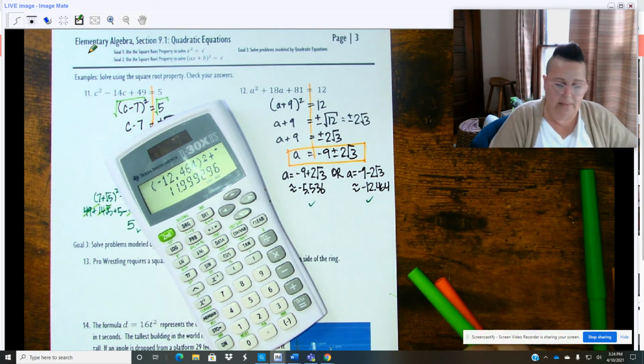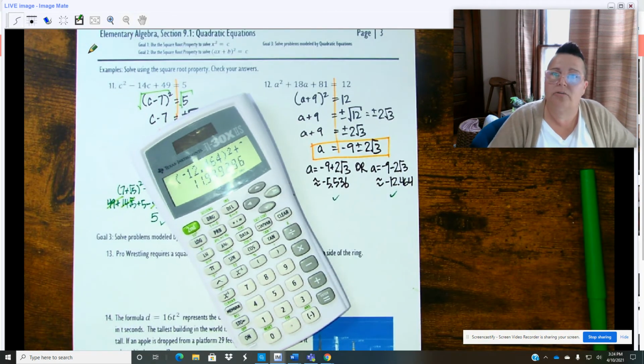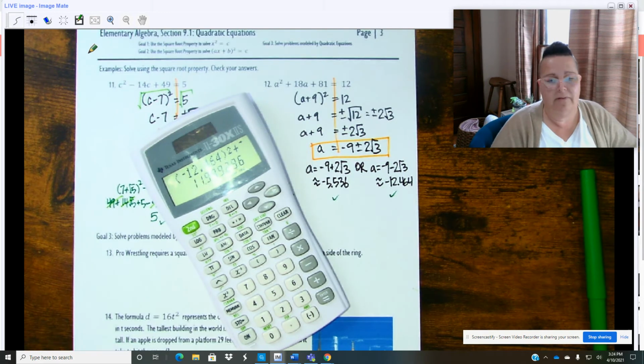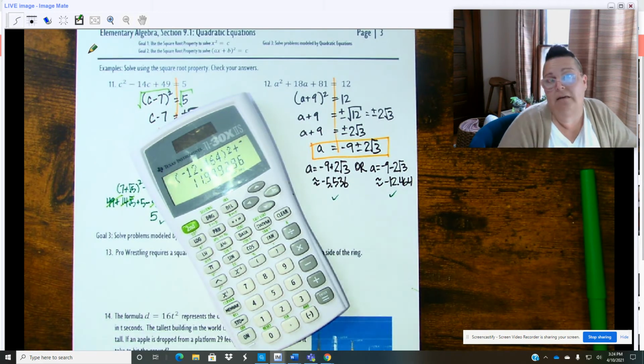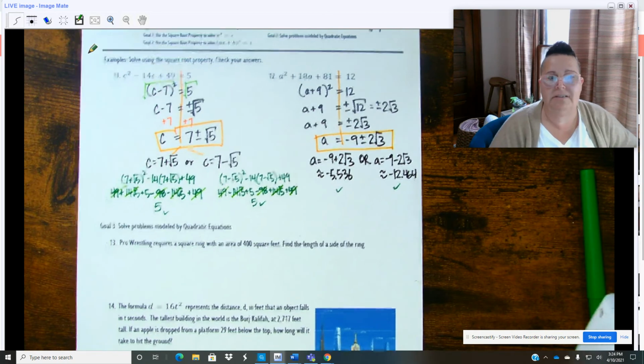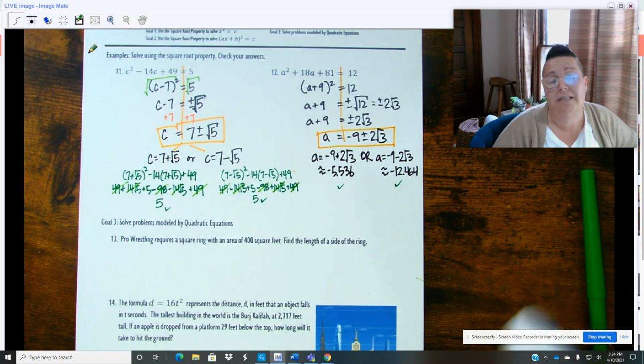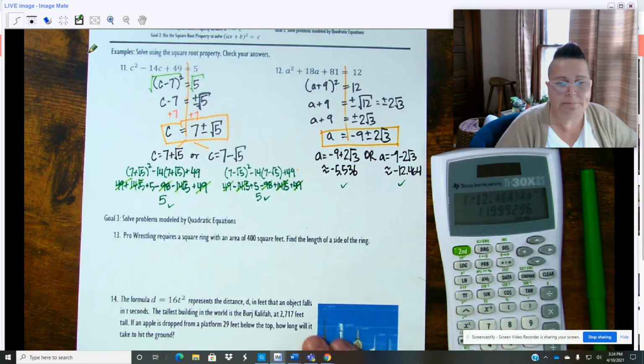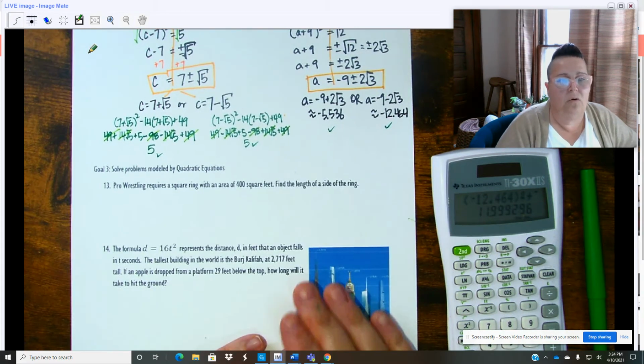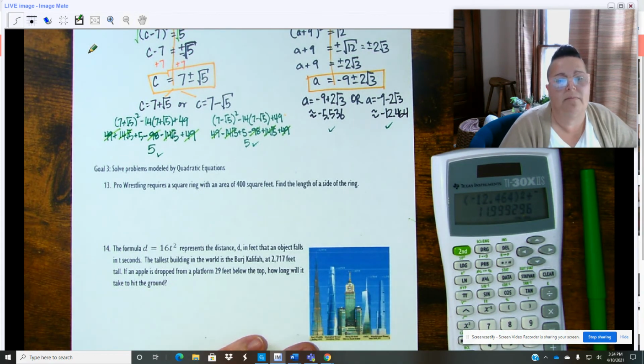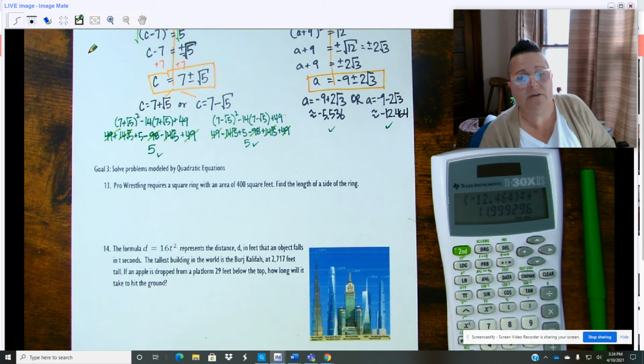Okay, there was a lot in there. There's a lot of algebra in there. But of course, we've got to do a couple of applications. I would say that the lucky part of these applications is that the algebra is a lot easier. The setup still might be a little bit tough, but all right, so goal number 3 is to solve some problems that are modeled using quadratic equations.